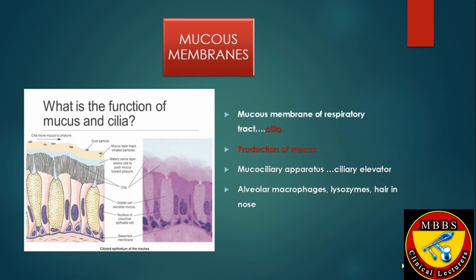This ciliary elevator gets destroyed by the use of alcohol, by smoking, cigarette smoke, and several viruses. Also, in the respiratory tract we have the very important function of alveolar macrophages. We have lysozymes, and an important thing is the hair in the nose. The hair in the nose also traps dust particles and big particles to stop them from getting access into the body. So overall, the function of the mucous membrane is protective, and it protects against several types of invaders.